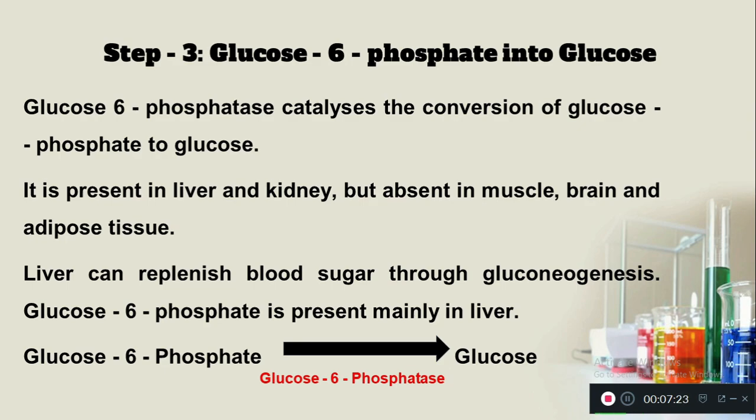Liver helps to supply the blood sugar through gluconeogenesis. So in the last step, glucose 6 phosphate is converted into glucose with the help of enzyme glucose 6 phosphatase. So this is gluconeogenesis, the conversion of pyruvate into glucose.